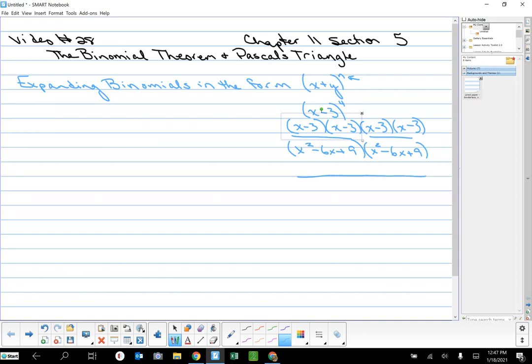What this binomial theorem does is give you basically a formula to generate all of this without doing all of this. So you don't have to do all the foiling. You can just generate all the terms. And then Pascal's triangle gives you even a shortcut to that. So we're going to do the binomial theorem first, and then we're going to do Pascal's triangle.